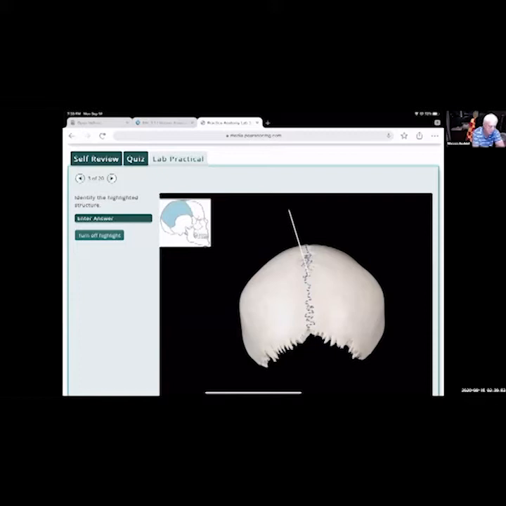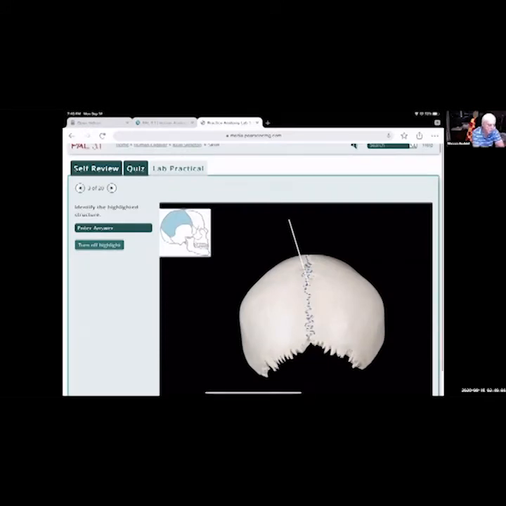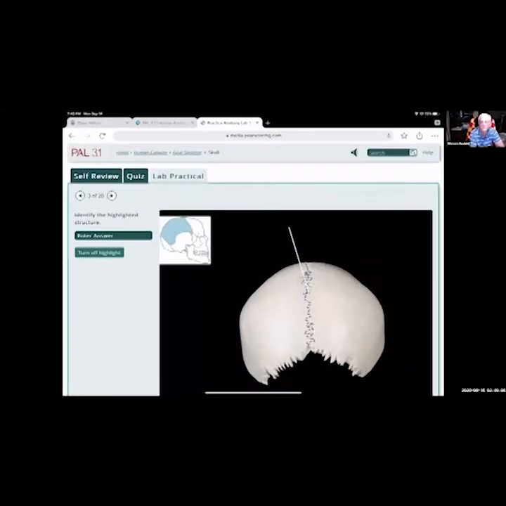And there's your sutures, your frontal, coronal suture. I'm sorry, that's your coronal suture. Okay? So any questions on the skull? There's a lot of them.